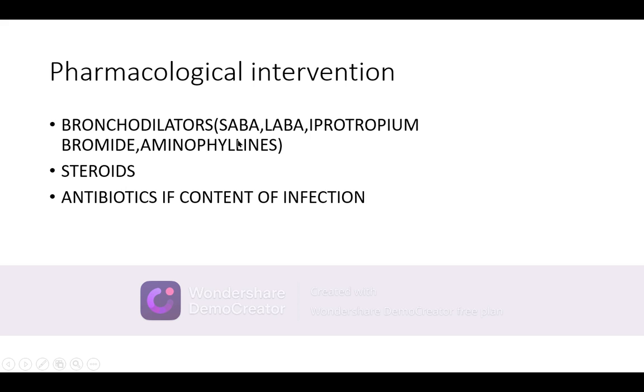They are not the treatment of choice actually. Steroids you can give as a last resort, if they are not working and there is much bronchospasm and the patient is in distress. Antibiotics if there is a concomitant infection. Antibiotics have a role, of course, in this condition because there is stasis and bacterial overgrowth proximal to the obstruction.